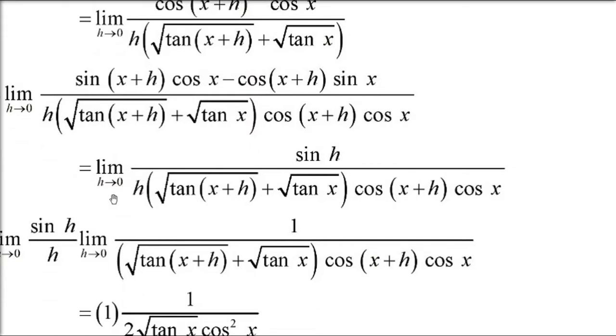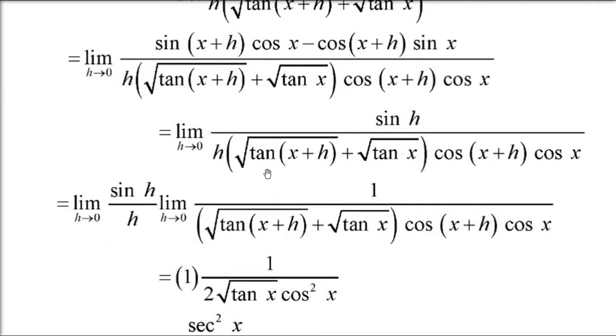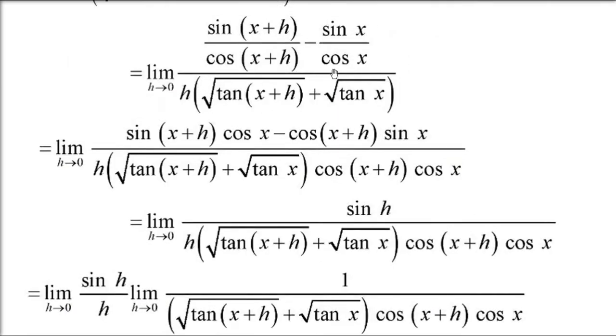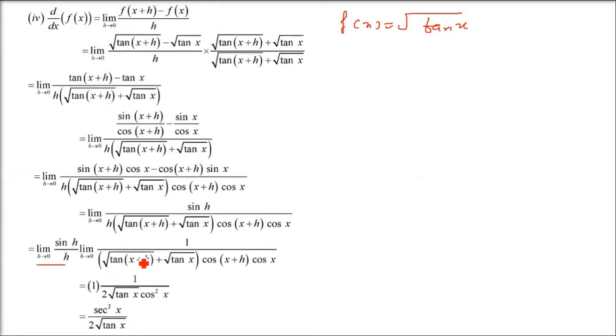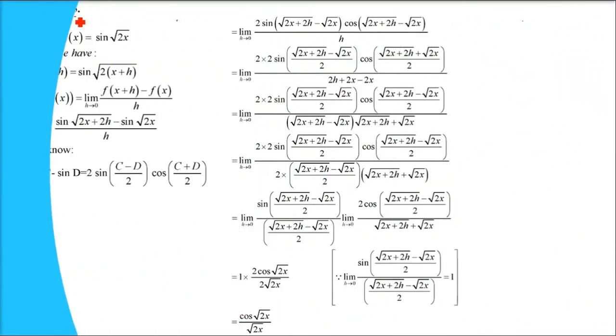Okay. Now this sin h by h, limit apply here. Now you can apply limit here also, and here just put h as 0. So we have cos(x plus h) there. And as I said, don't worry about this thing, you have to worry about sin h by h. This is 1. Now put 0. Under root tan x, under root tan x is twice under root tan x. Here h is 0, cos x times cos x is cos square x, so this goes up. This is sec square x. So sec square x by 2 under root tan x will come.